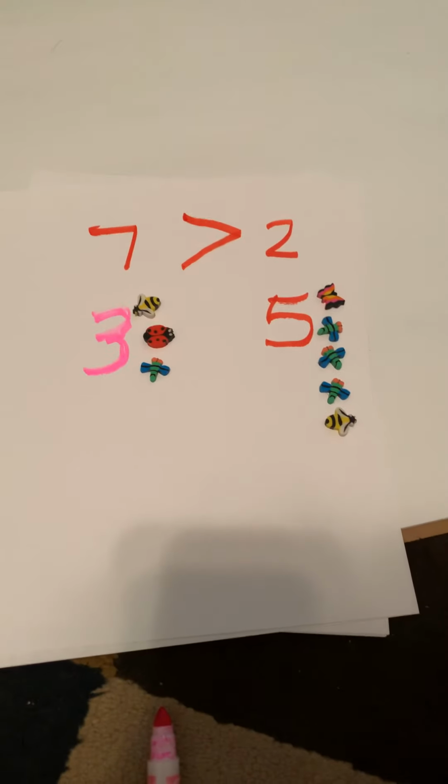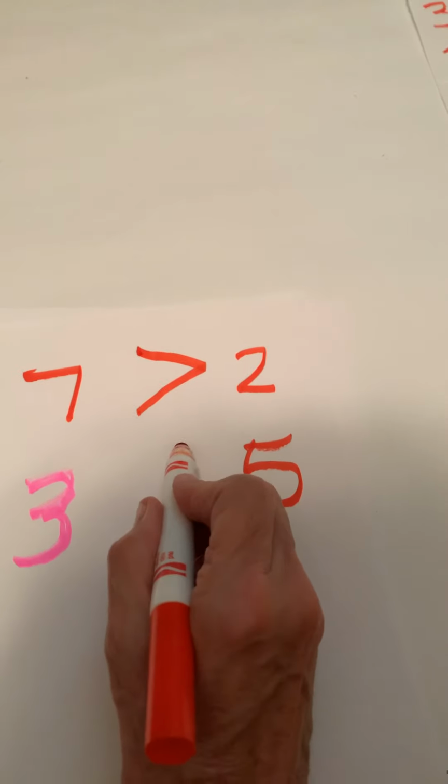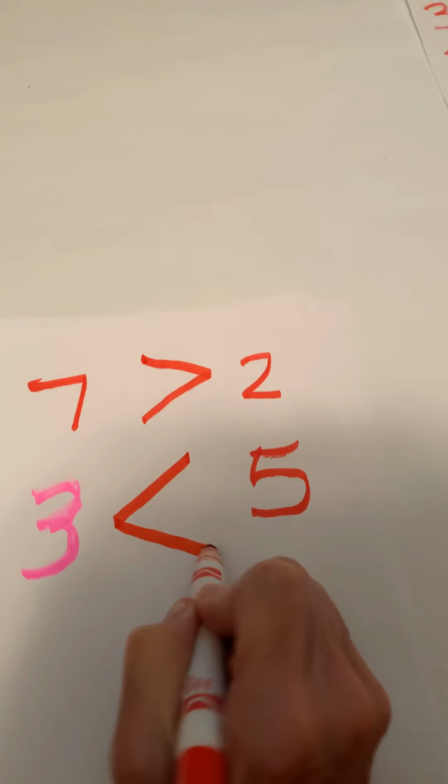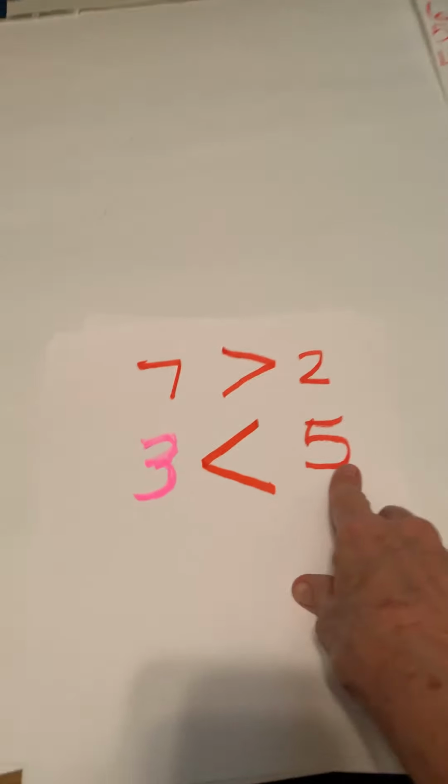Okay, which is more? That's right, the number 5 is more. So, this time, the alligator likes to eat the bigger number. So this time, the alligator's mouth is going towards the 5 because 5 is bigger than 3.